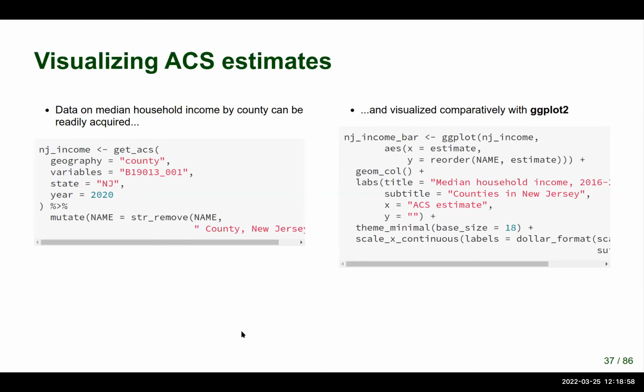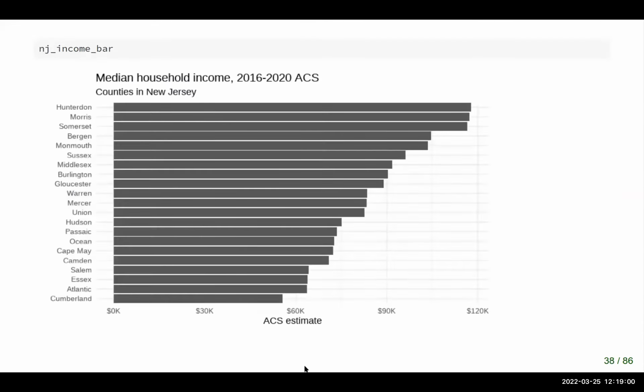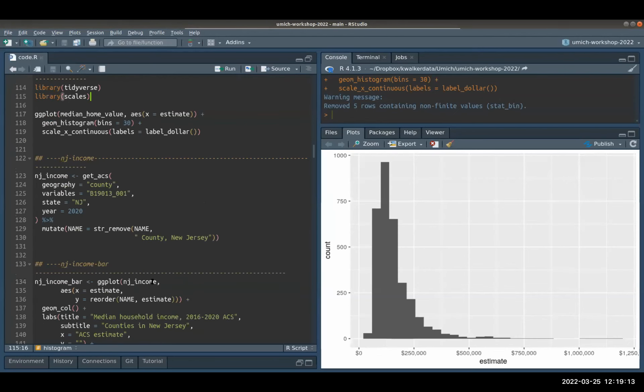We're going to be generating a plot that looks like this, that shows a ranking of counties by median household income in New Jersey from the 2016 to 2020 ACS. So let's go over to RStudio and let's create that. So I first run through and I grab my New Jersey income data. I run this code.